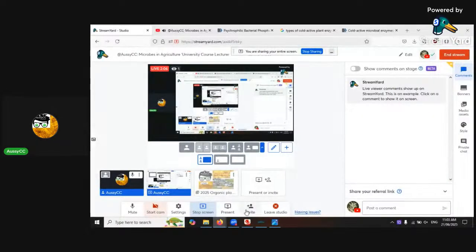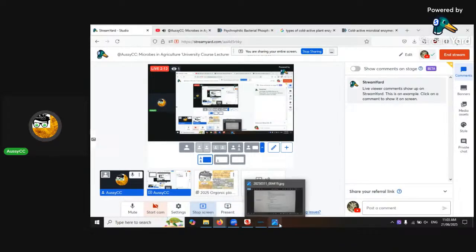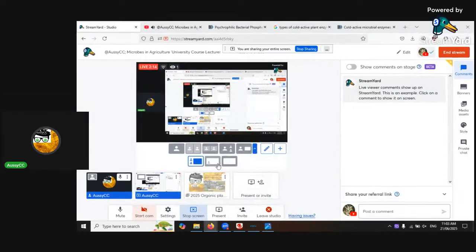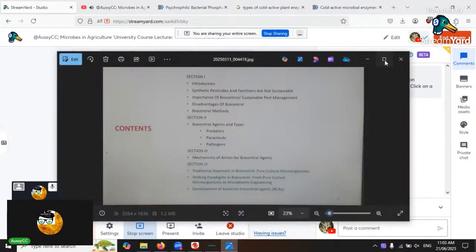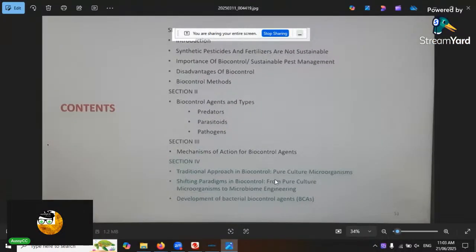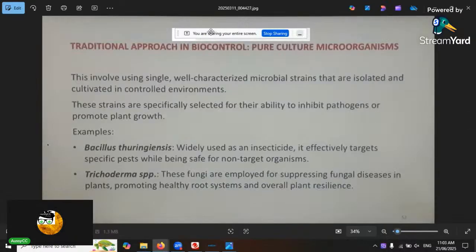Microbial biocontrol reproduction is the stuff on today's agenda. Actually, I'll just change the screen. The last four approaches, last four sections.